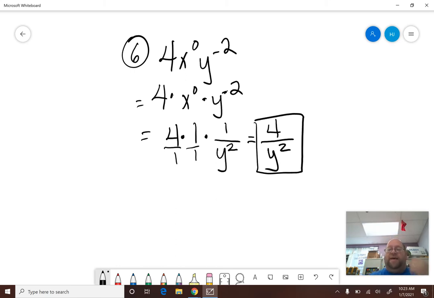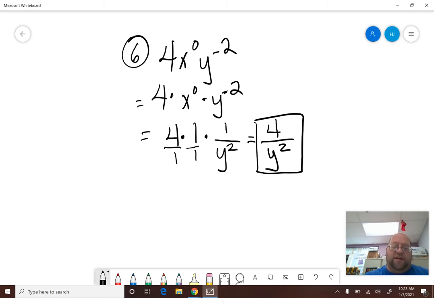So notice what happened from our original. Here we had 4 that just stayed where it was. We had x to the 0 power, which kind of just goes away because it really just becomes 1, and anything times 1 is just itself. And then this y, we ended up moving down to the bottom of the fraction because it was raised to the negative 2 power. So pretty simple, I think. Again, if it's negative, you have to move it underneath, okay?